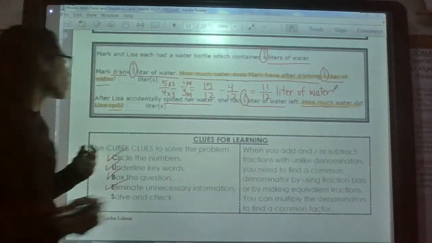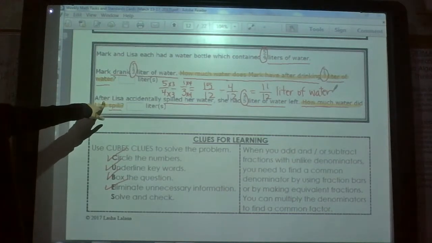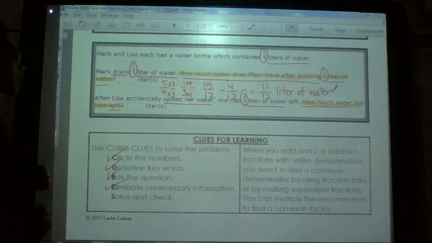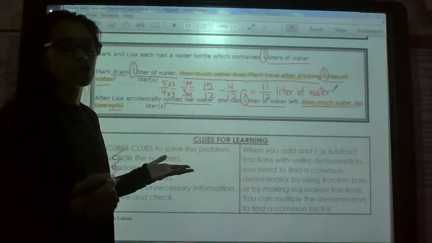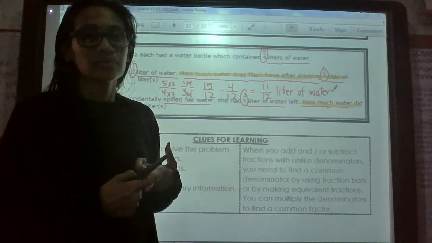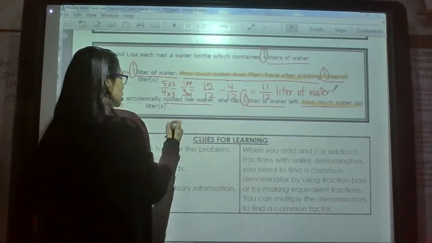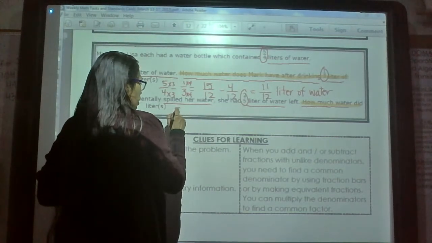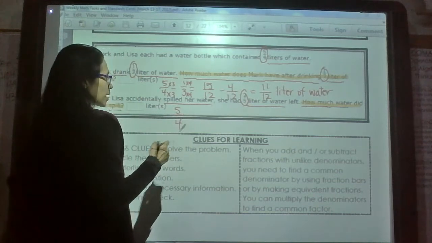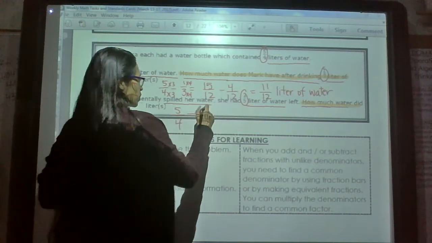Okay, the next one. After Lisa accidentally spilled her water, she had 2/5 liter of water left. How much water did Lisa spill? So what operation are we going to do? Are we going to add or subtract? If she spilled it, subtract. We're going to take away that water. Don't waste the water. All right, so I have 5/4. I'm just going to write it like that. Minus what? 2/5.